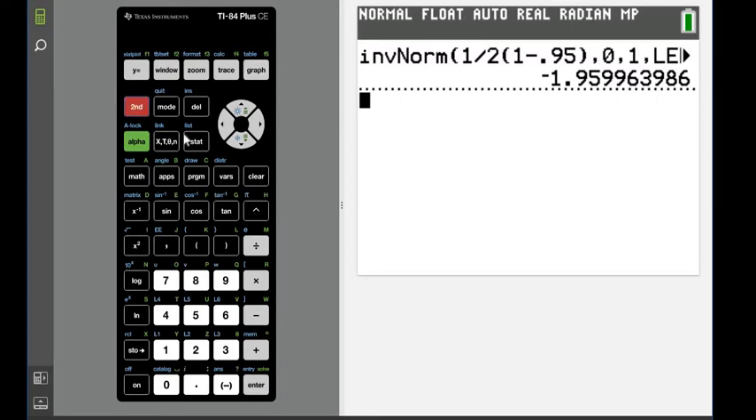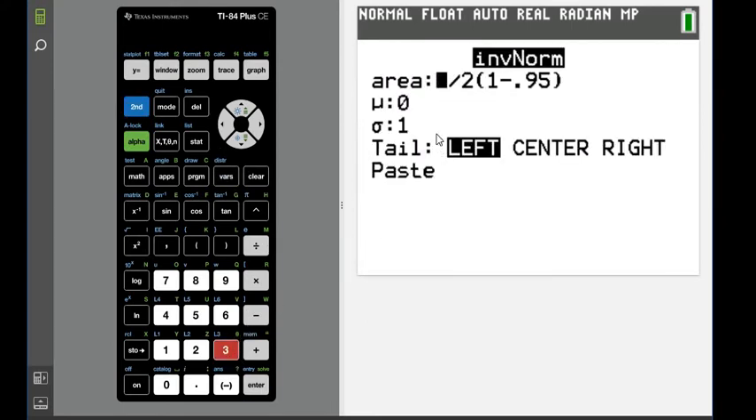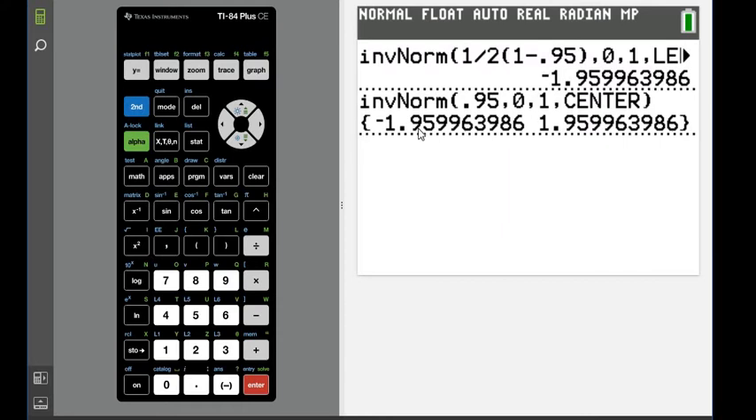If you do have the option that this calculator has, where you have the left, center, or right, you can actually just type in the 0.95 and go down to the center. That's just your level of confidence, and select center. And if you hit paste, it will give you both the positive and the negative critical values. So it's another option. But like I said, the center option isn't on a lot of calculators, so I wanted to make sure I showed you how to do it without that option available to you.